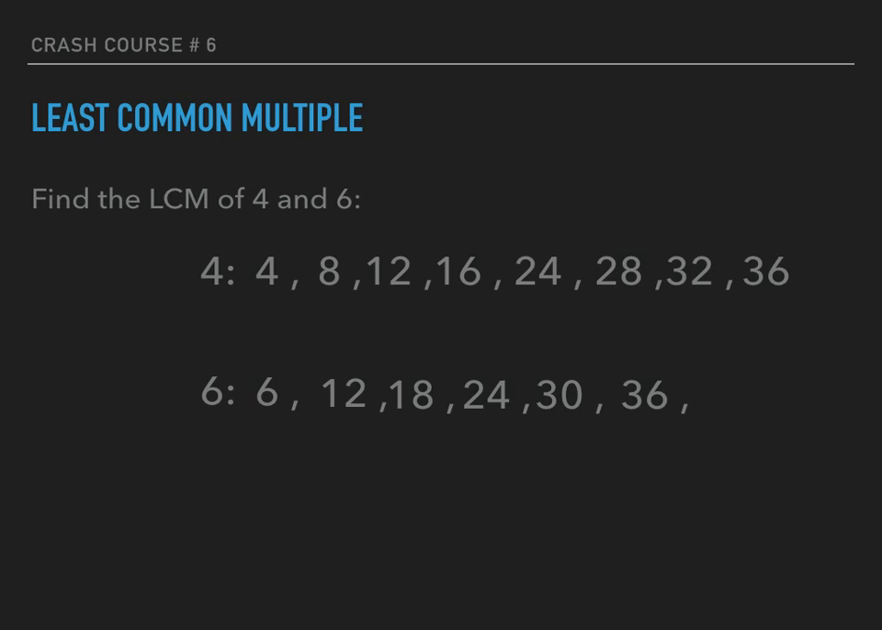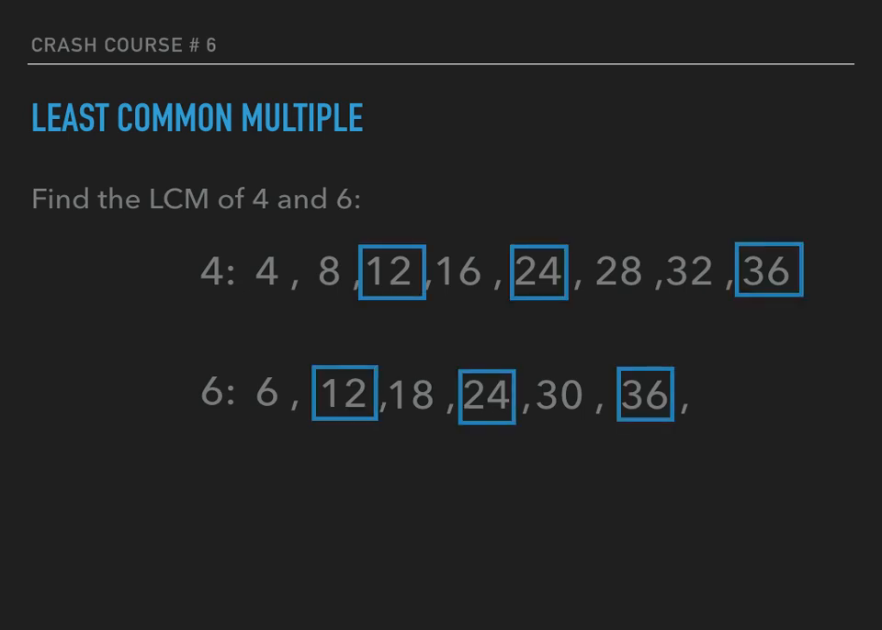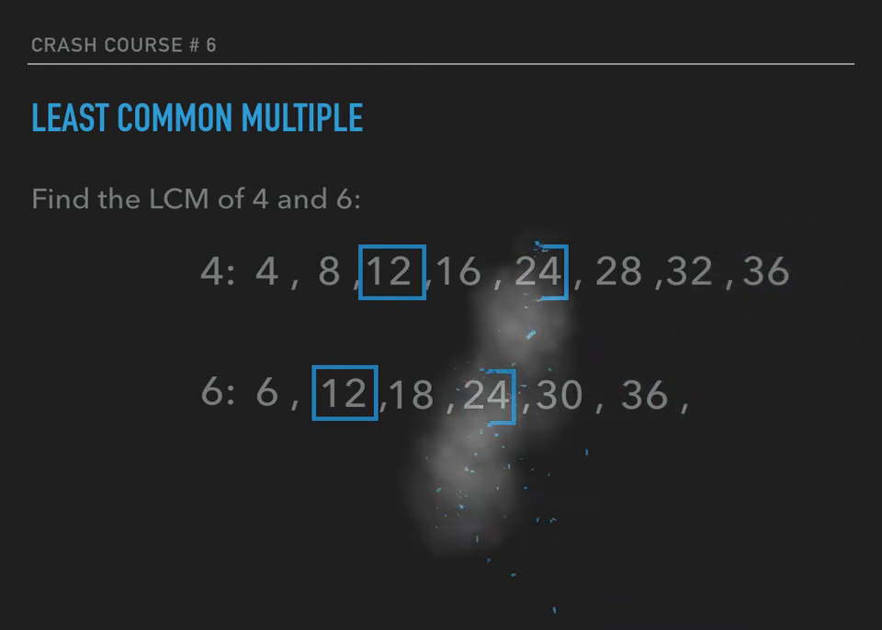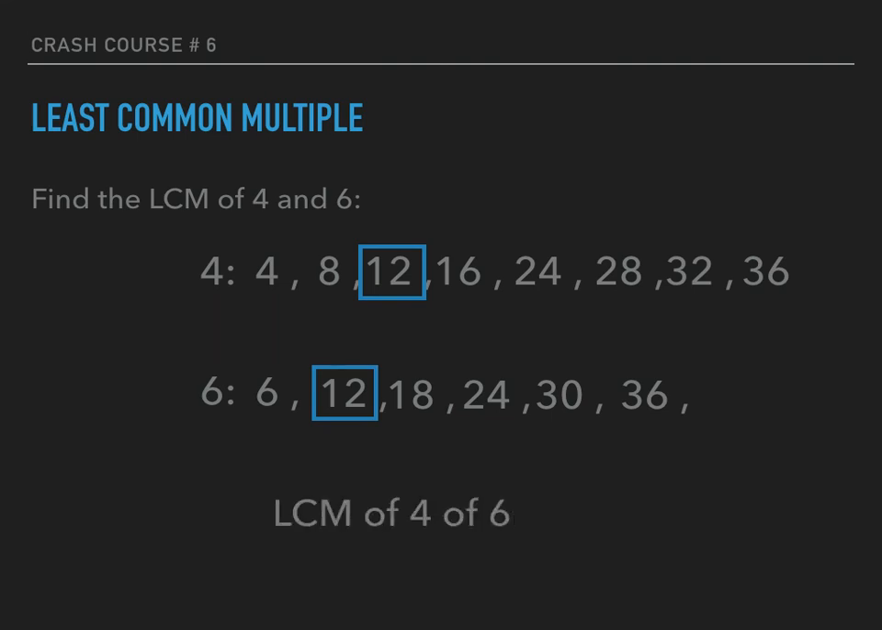Now I want to see what all of their common multiples are. I can see they have 36 in common, they have 24 in common, and they have 12 in common. To determine the least common multiple, I want the smallest value that they have in common. So it's obviously not 36 and it's not 24. So I can see that the least common multiple of 4 and 6 equals 12.